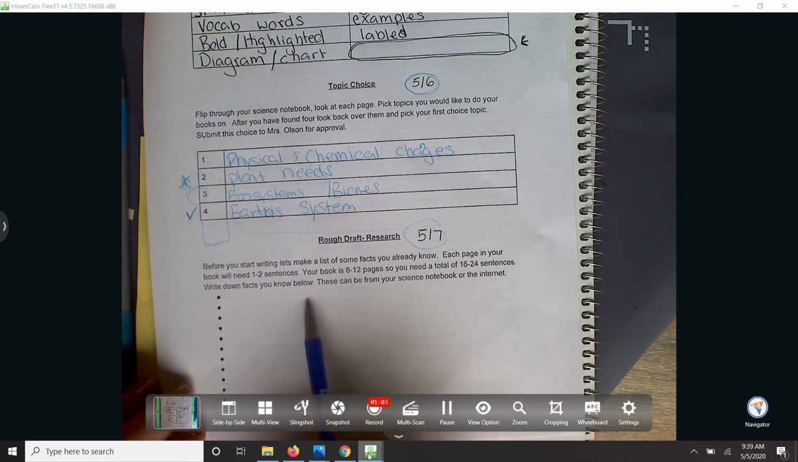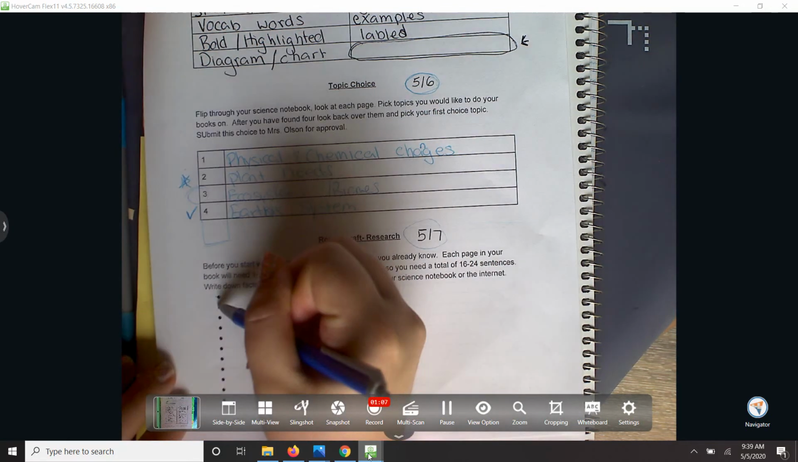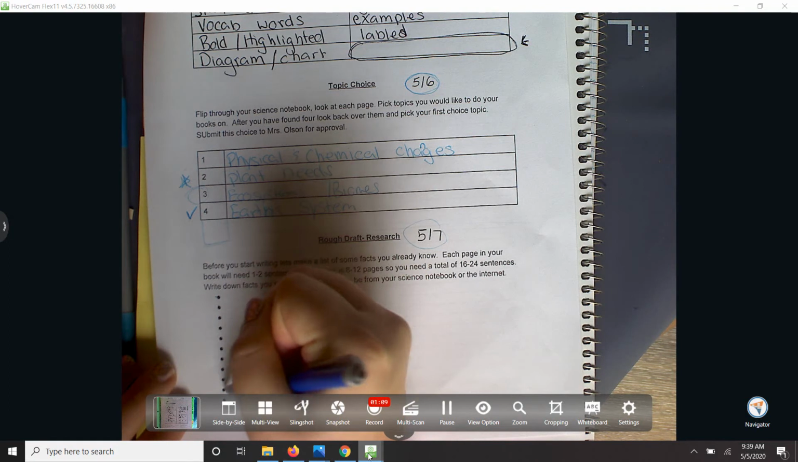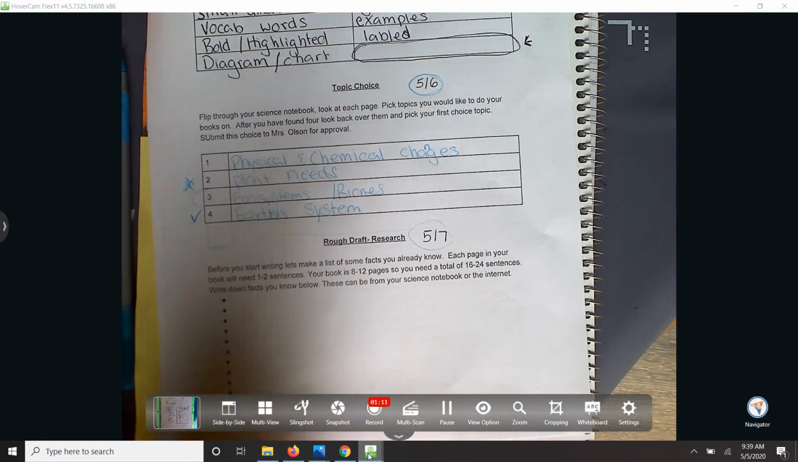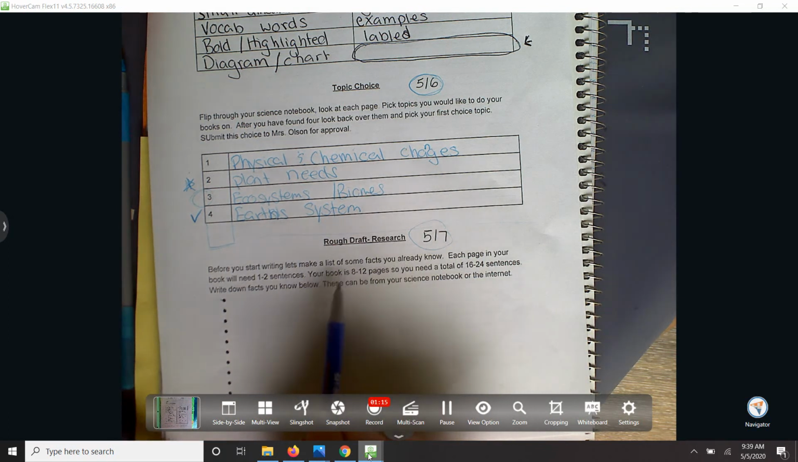Write down facts you know below. These can be from your science notebook or the internet. So you'll notice there's 1, 2, 3, 4, 5, 6, 7, 8, 9, 10, 11. There's 11 of these little dots here. You probably will need more. You will need more.